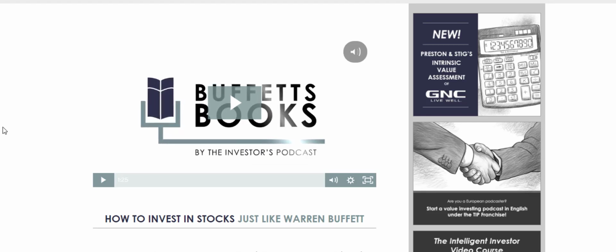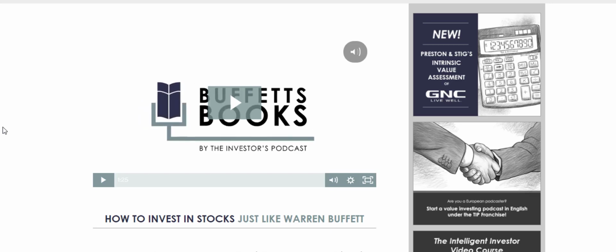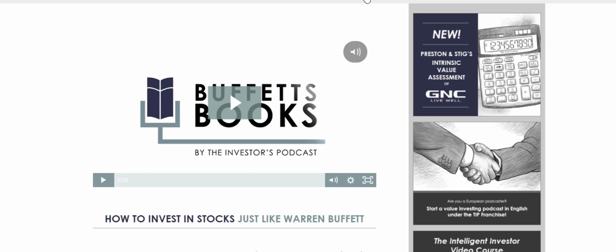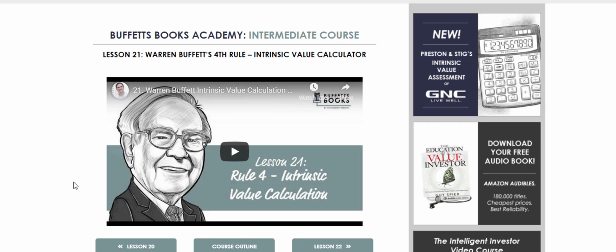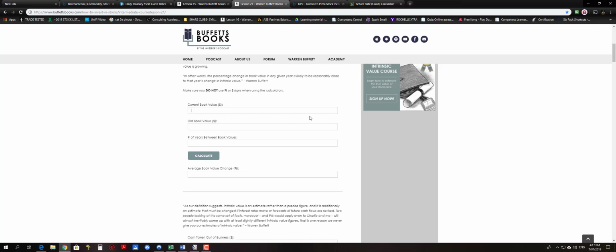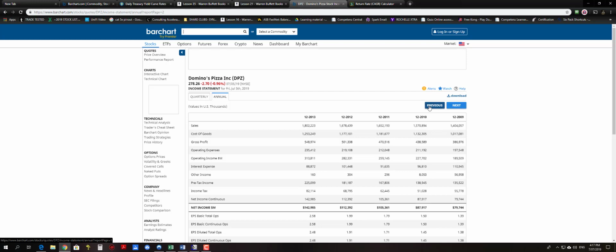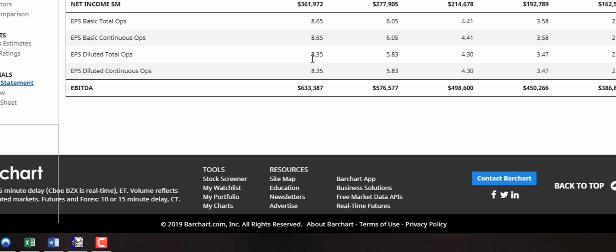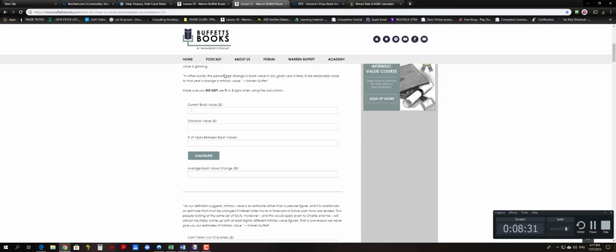So to get the growth of the company over the last number of years, go back into Warren Buffett books, go to Academy, then calculators, and then intrinsic values. Go down to the actual calculator. We've got to go to current book value, so you're looking at the EPS of the current year. 2018 is $8.35, so we're going to put that $8.35 in here. Old book value.